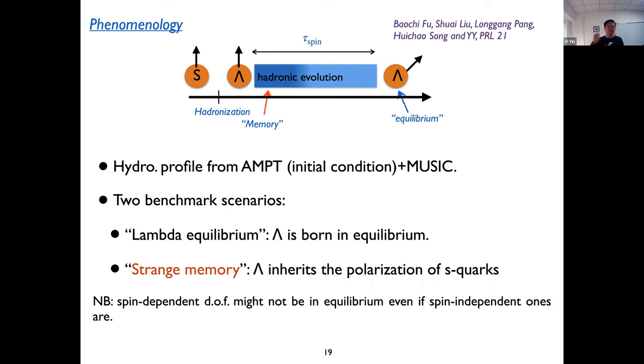In the second scenario, we assume that the Lambda simply inherits the polarization of the strange quarks. What you see in the data for the Lambda is essentially given by the polarization of the strange quarks. Of course, we believe those two benchmarks represent two extreme cases, with reality somewhere in between. So what we show here should only be interpreted as qualitative guidance. So now let me begin.